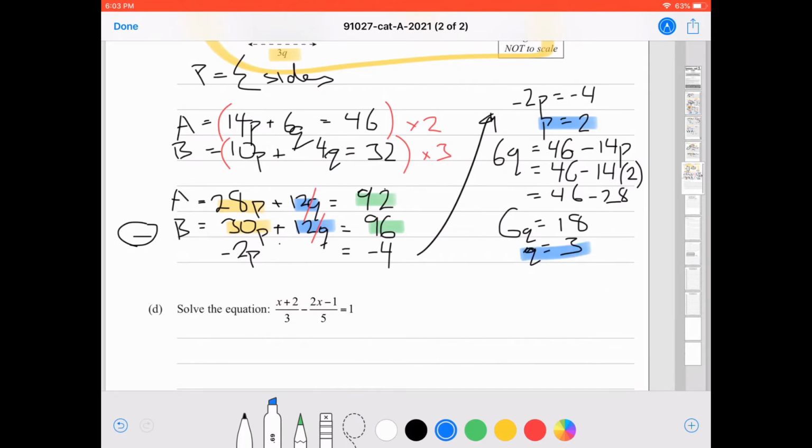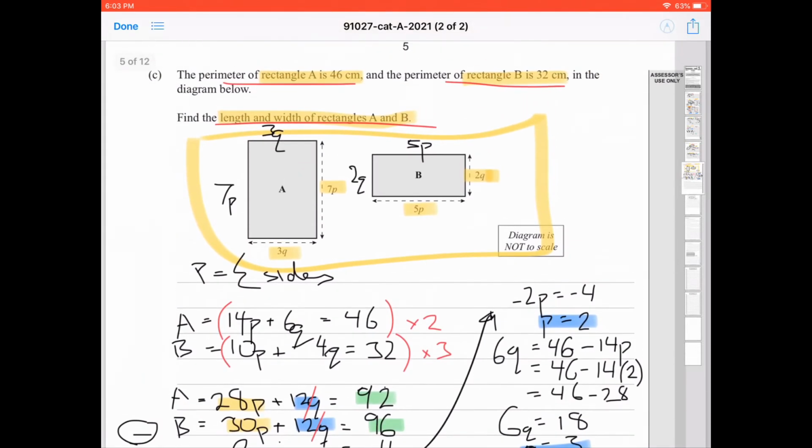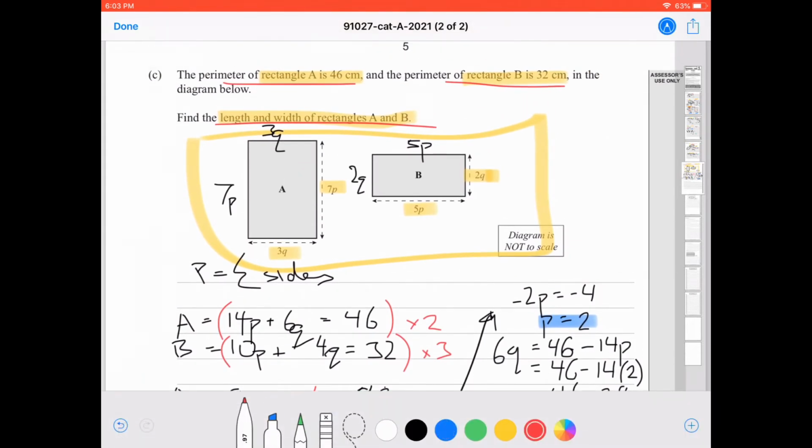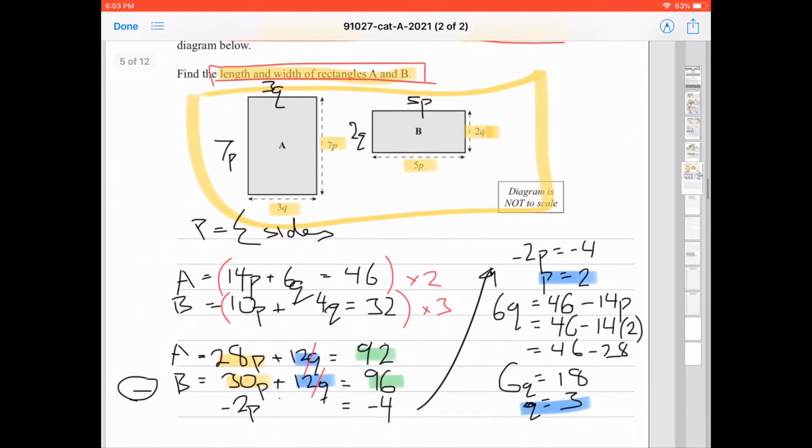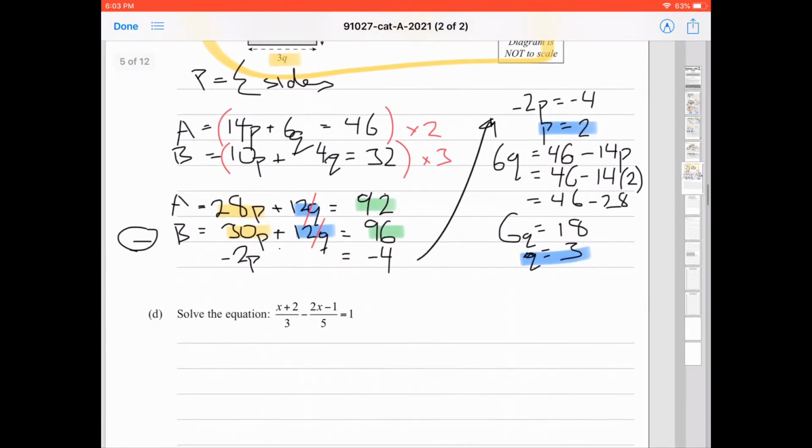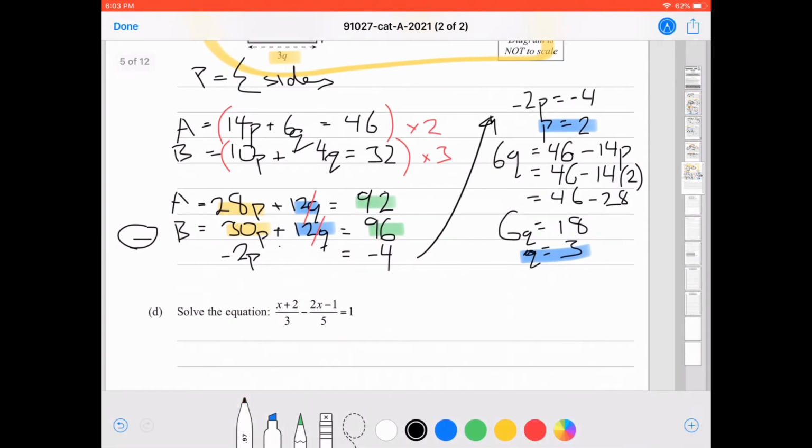Now the question actually asks us to find the length and width of rectangles A and B. The length and width of A is 7p and 3q respectively. So rectangle A is 7p by 3q. We can substitute our values in. So it becomes 7 times 2, which is 14, by 9.